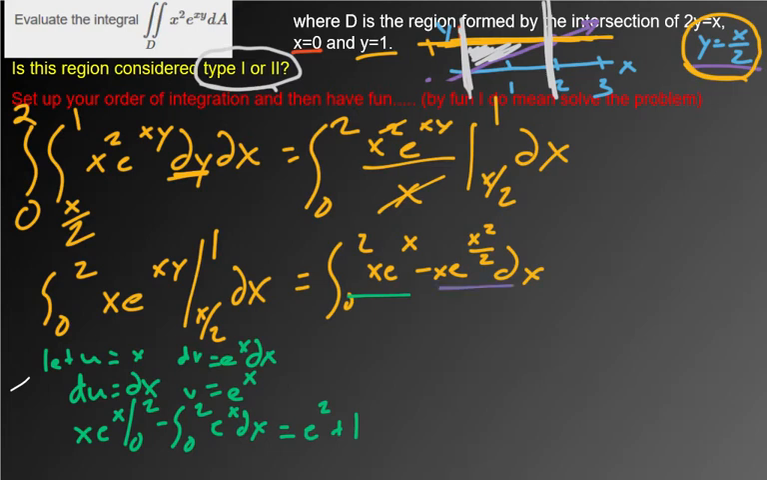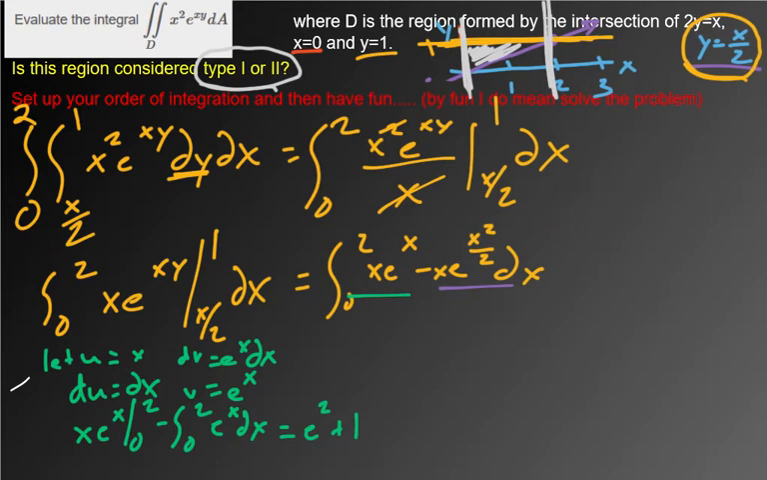And then this one, I'm going to let u equal x again. du is dx. dv is everything else, so we'll just do e to the x squared over 2 dx. And then v would be... Actually, I just realized we could do this one better. We could do this one with substitution, actually. So that's what we're going to do. It's going to be easier.